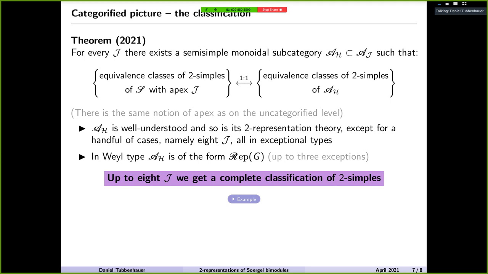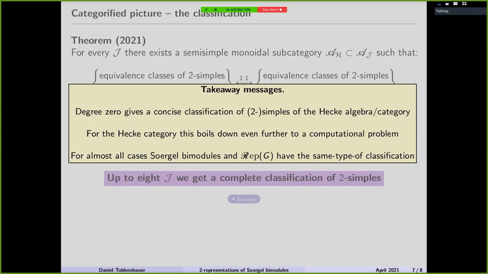And even in those three exceptions, I could write down little representations. So this is really a complete classification of simple modules, because we reduce it to a known problem of classifying representations of Rep G. Okay, so that's the takeaway message. Taking the degree zero part, taking the asymptotic limit, gives this nice parameterization of simples. And for the Hecke category, it's actually even better, because you don't have to compute the whole thing.